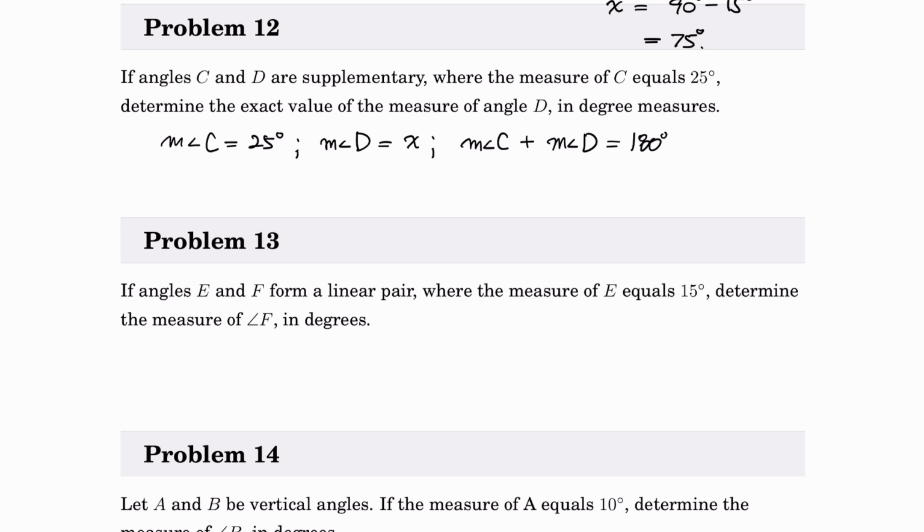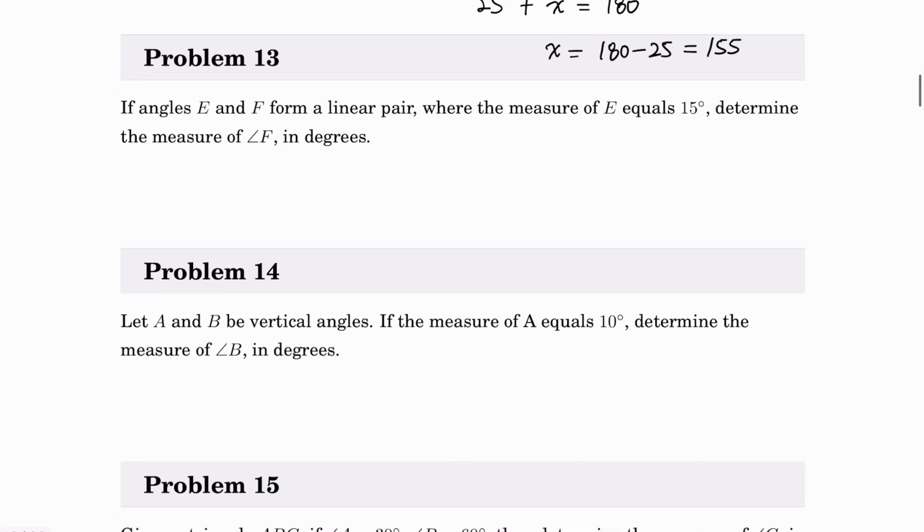So instead of measure of C, you substitute 25. And instead of measure of D, you substitute X. And we get 180. Of course, for abbreviating the notations, we get rid of that circle mark out there. And x becomes 180 minus 25, and that becomes 155. Of course, in degree measures, the answer becomes 155 degrees. So my answer would be 155 for problem number 12.